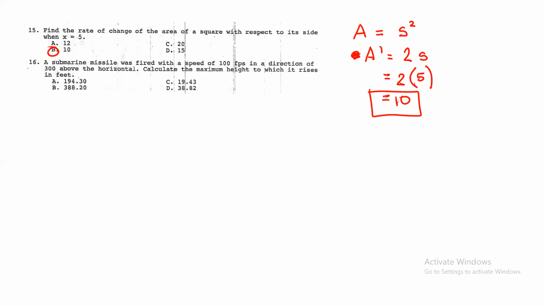So, 16 tayo. A submarine missile was fired with a speed of 100 feet per second in a direction of 300 above the horizontal. Calculate the maximum height to which it rises in feet. So, anong formula natin ng maximum height? So, sa projectile motion, H is equals to Vo sine ng theta squared over 2g. So, yung angle natin dito, itong 300, actually, 30 degrees.